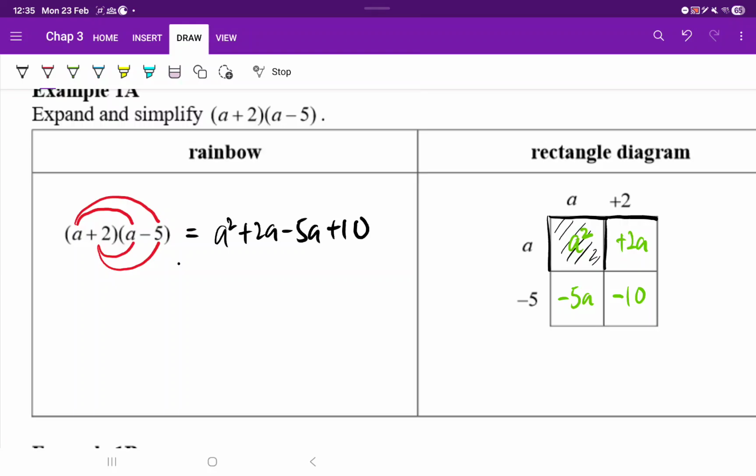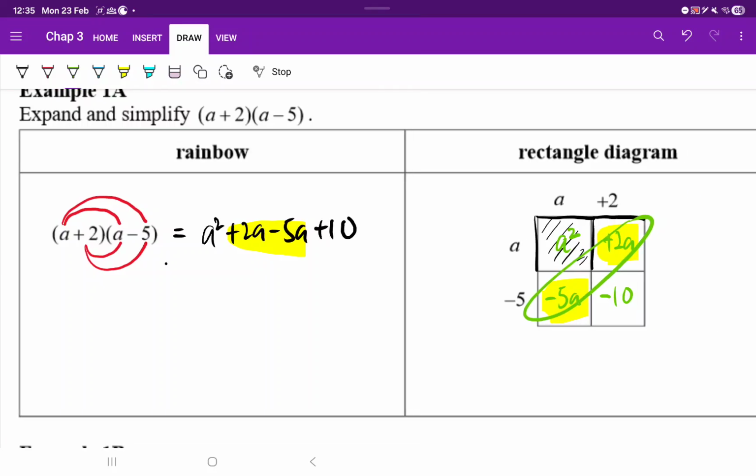Now, is this acceptable? No, right? Because this is expanded, this is not yet simplified. What can be simplified? The plus 2A and the minus 5A, which happen to be the diagonal in the diagram. So for most rectangle diagrams, I like to finish off with this. Circle the like terms that are usually diagonal to each other, and then ask myself, what's minus 5 plus 2? Equals minus 3A. So I can straight away write down my answer: A squared minus 3A plus 10.